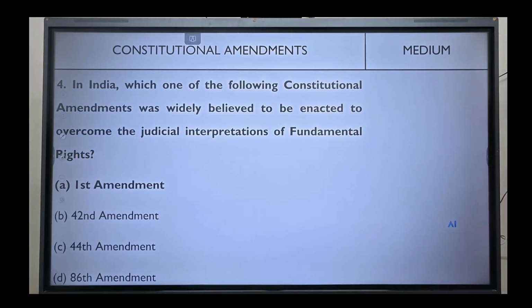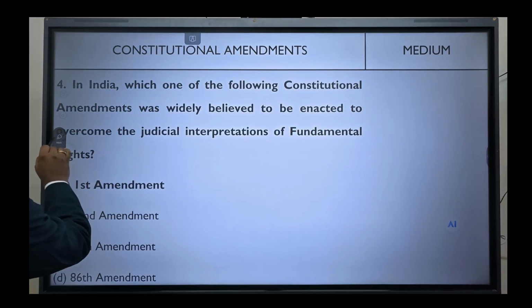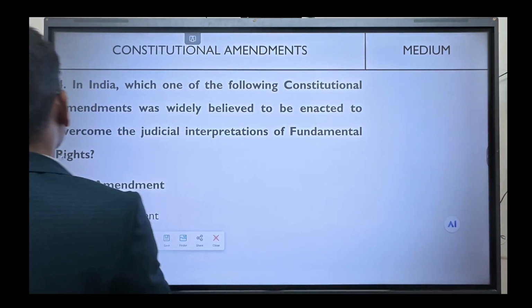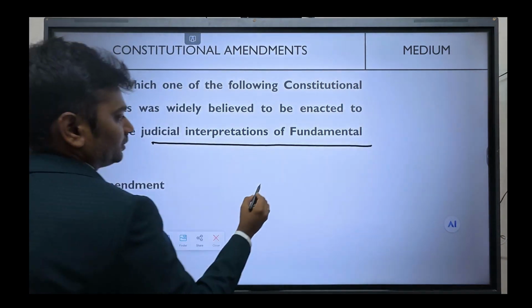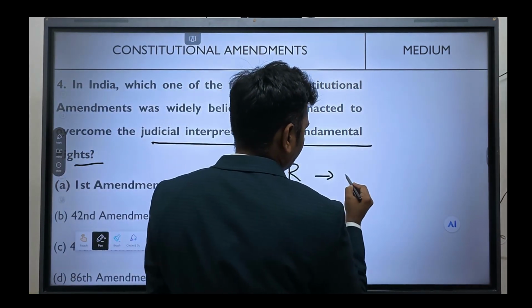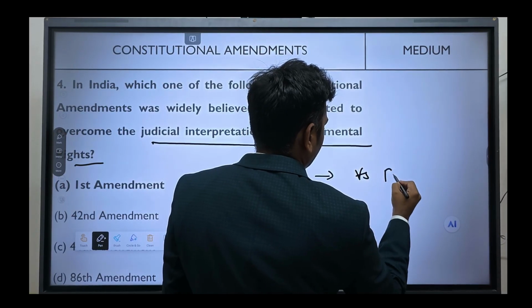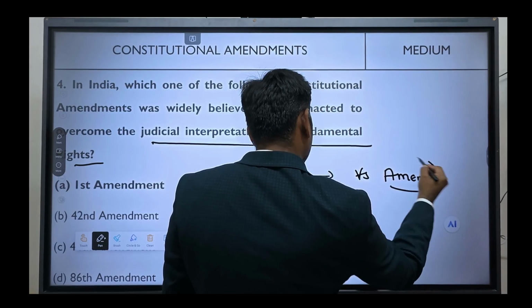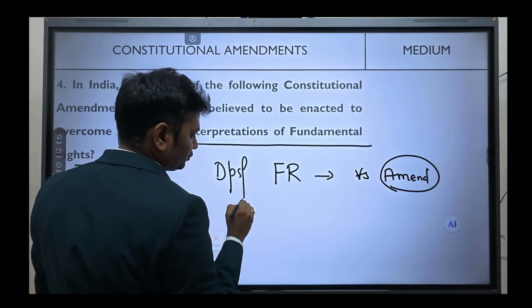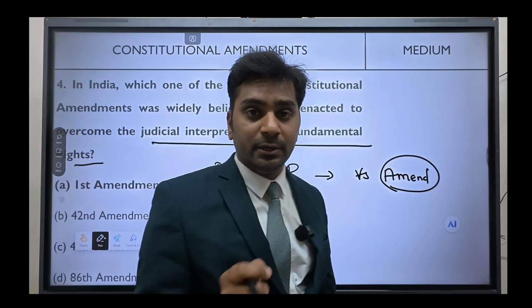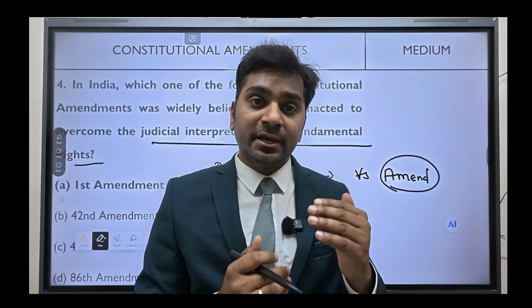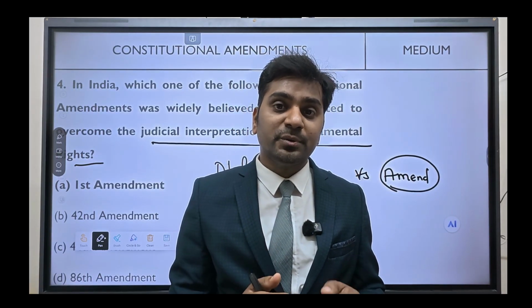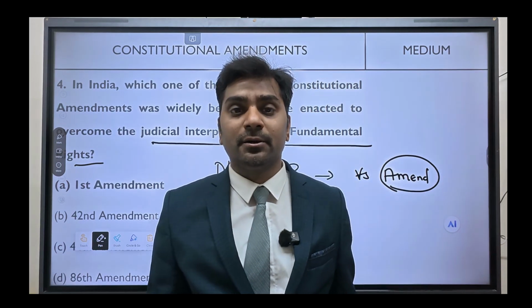Going further, in India, which of the following constitutional amendments was widely believed to be enacted to overcome the judicial interpretations of fundamental rights? So which of the following has been enacted to overcome judicial interpretations of fundamental rights? So fundamental rights versus constitutional amendments versus DPSPs. It should be understood that in India, right from the beginning, there has been a debate between whether fundamental rights take precedence over the directive principles of state policy, or directive principles of state policy have higher powers than the so-called fundamental rights.